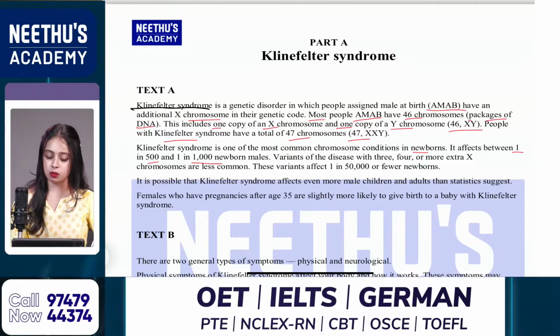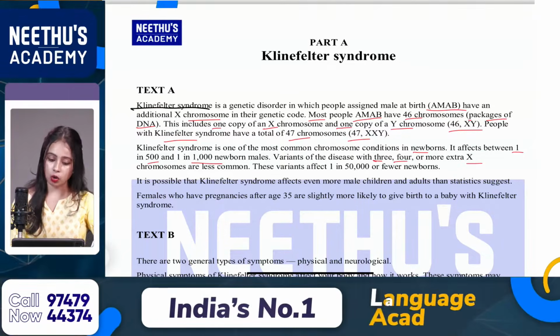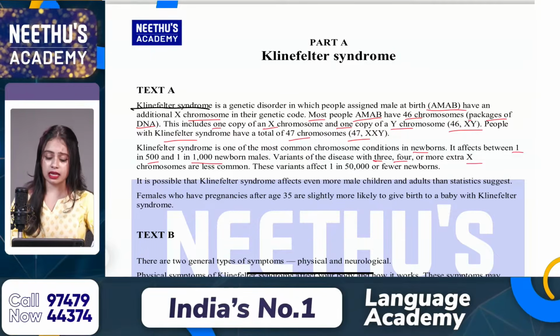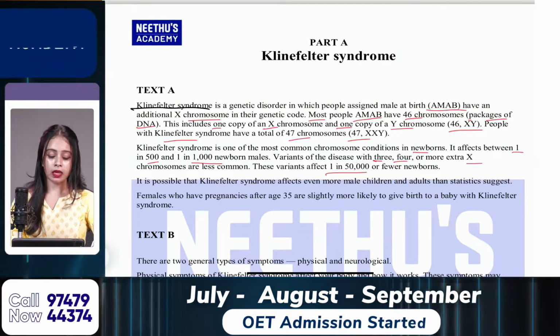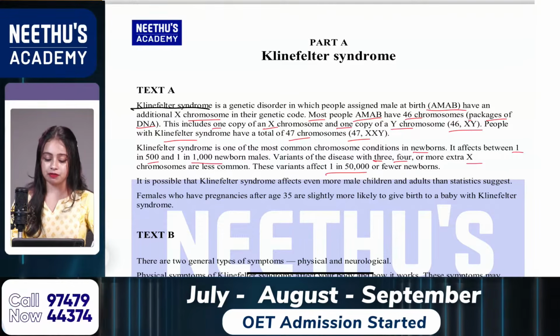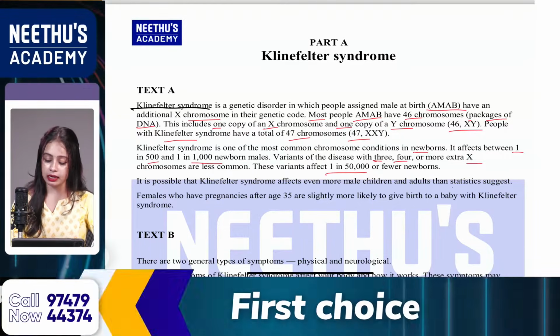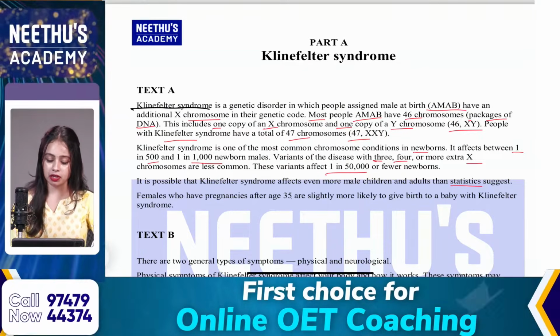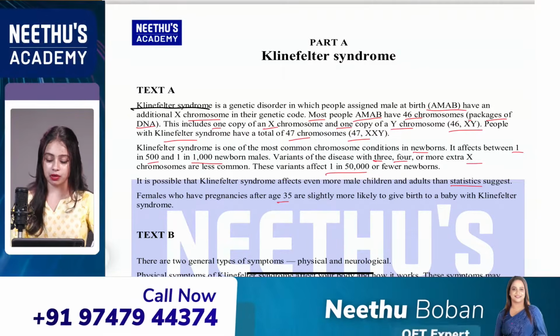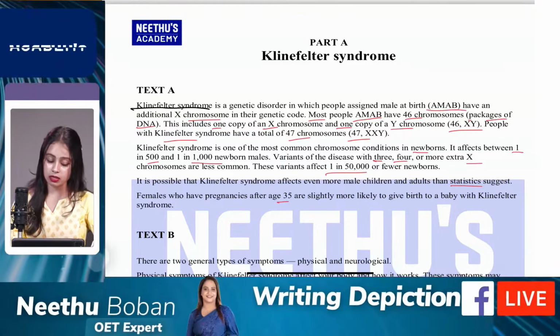Variants of the disease with 3, 4 or more extra X chromosomes are less common. These variants affect 1 in 50,000 or fewer newborns. It is possible that Klinefelter syndrome affects even more male children and adults than statistics suggest. Females who have pregnancies after 35 are slightly more likely to give birth to a baby with Klinefelter syndrome.